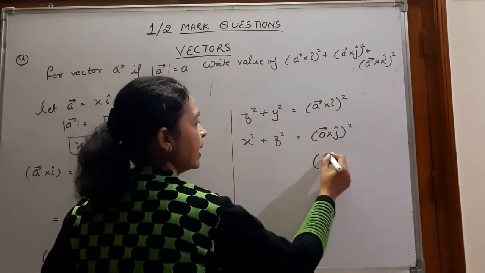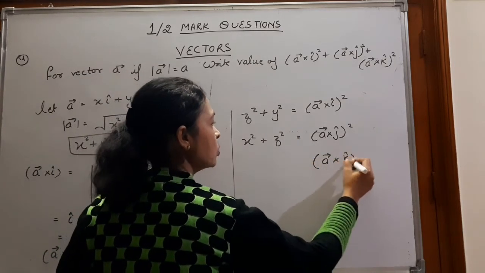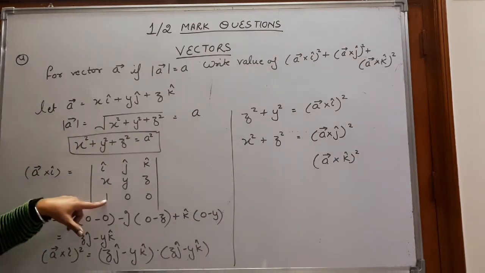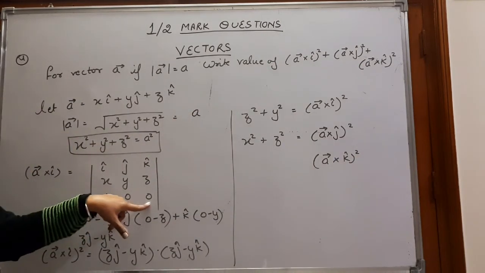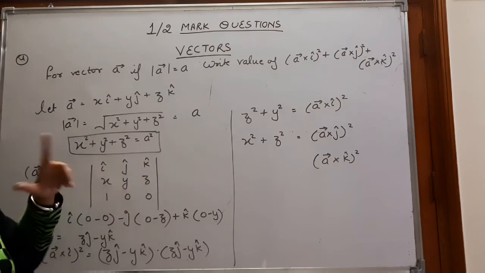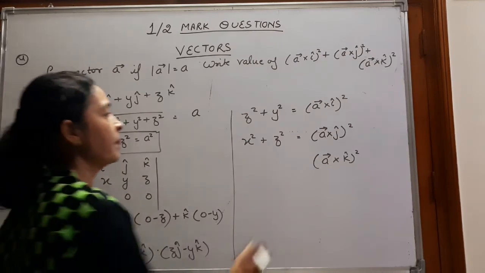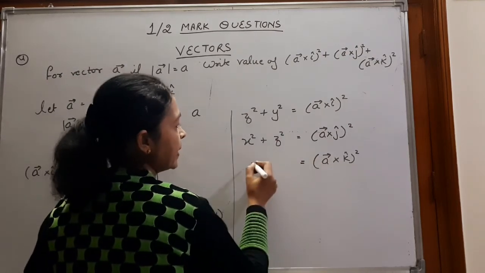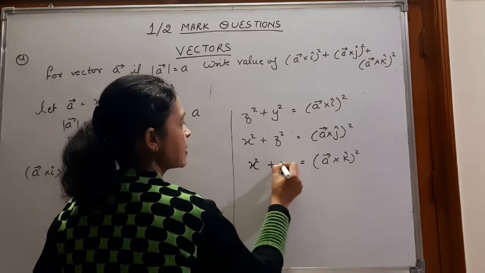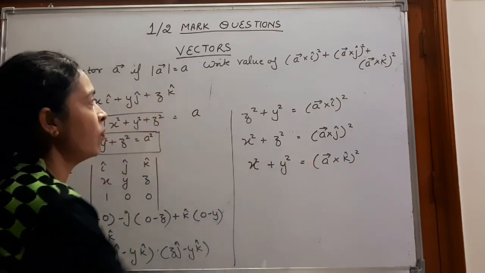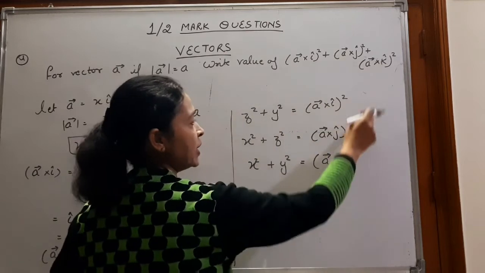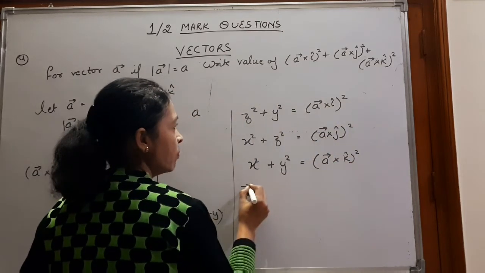And in case of vector A cross k cap whole square, in case of k cap, you will write here 0, 0 and 1. K cap means 0 i cap plus 0 j cap plus k cap. This we will get x square plus y square. Now we have to find the value of addition of these.